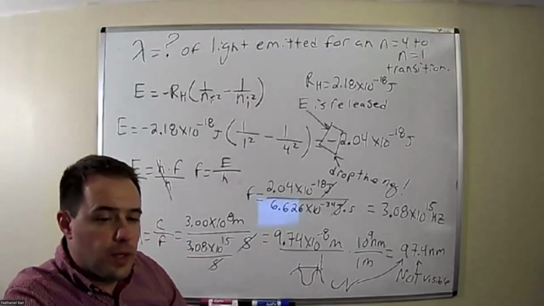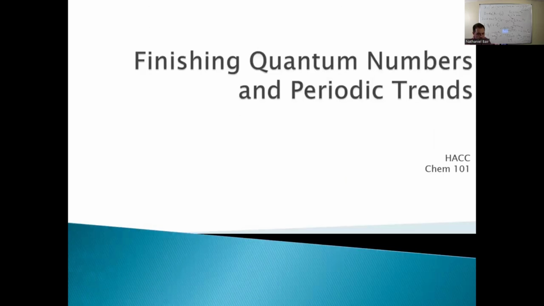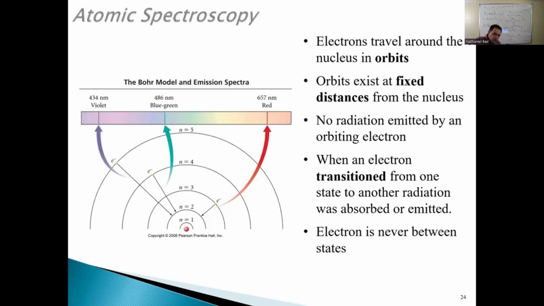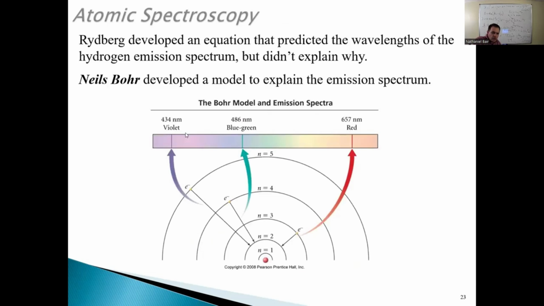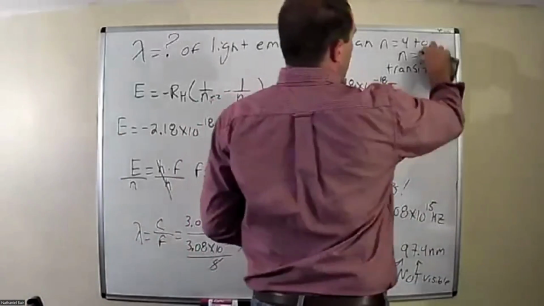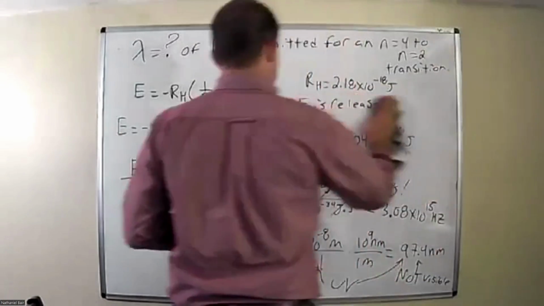So I want to try another one here before we take a break. Let's do a visible one. Do we do red or aquamarine or violet? Which color should we do? Let's do aquamarine. I want to do a 4-to-2 transition this time, folks. I want to do a 4-to-2. So watch this. It's pretty awesome having a board. I want to do a 4-to-2 transition.